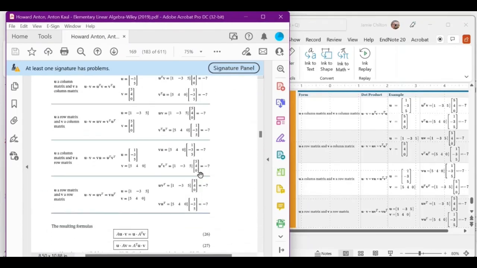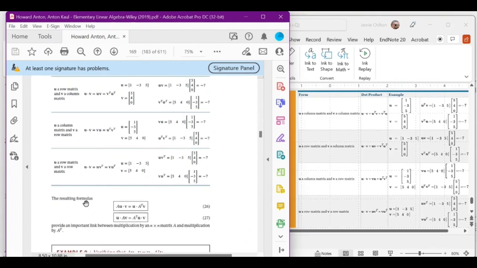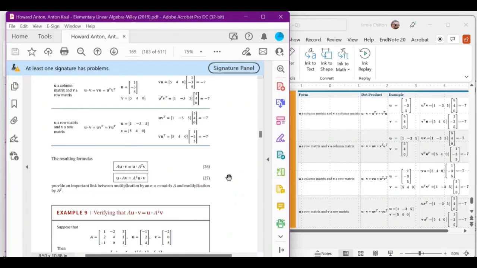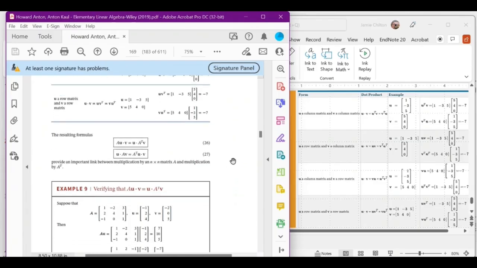So here's your table. You will have a resulting formula if you do want to take the dot product and you are going to involve matrices. Take a look at formulas 26 and 27. Here will be a way for you to calculate these, and you'll be able to see from table 1 how they arrived at those. If you had a matrix multiplied by this vector U, and then you wanted to take the dot product with another vector V, here is how you would calculate that.